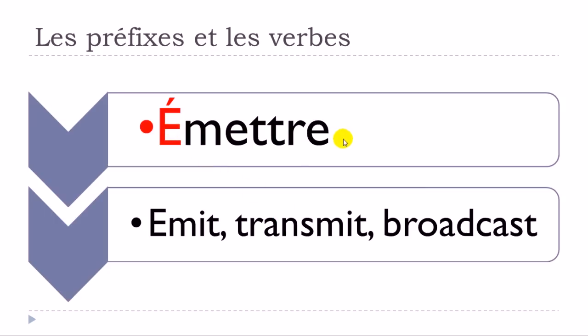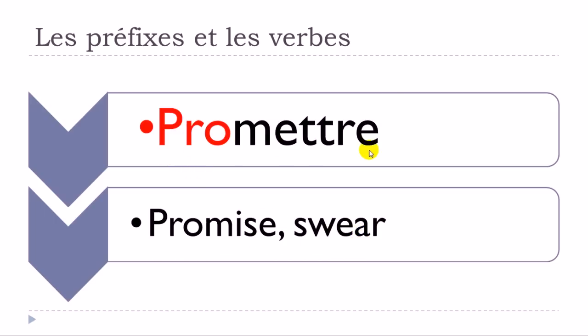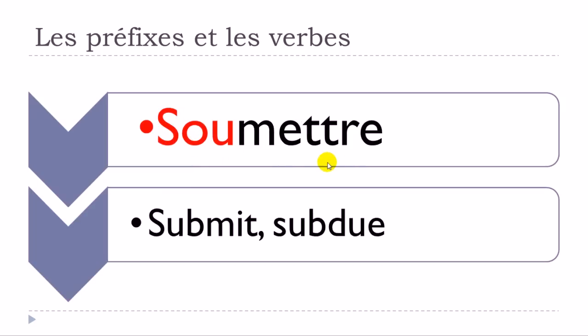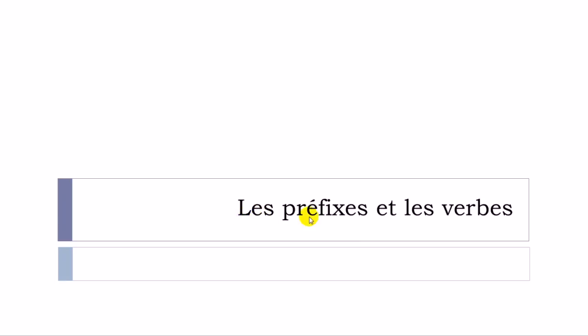Then émettre, and you get a translation here. Permettre. Promettre. Remettre. Soumettre. Transmettre. And you've got a translation right here. Les préfixes et les verbes.